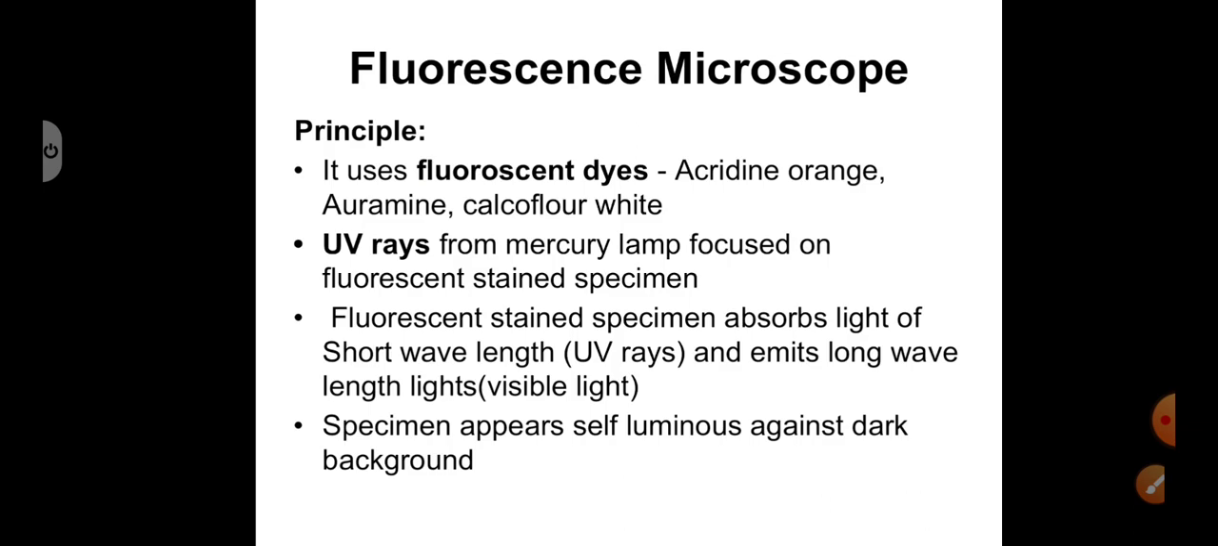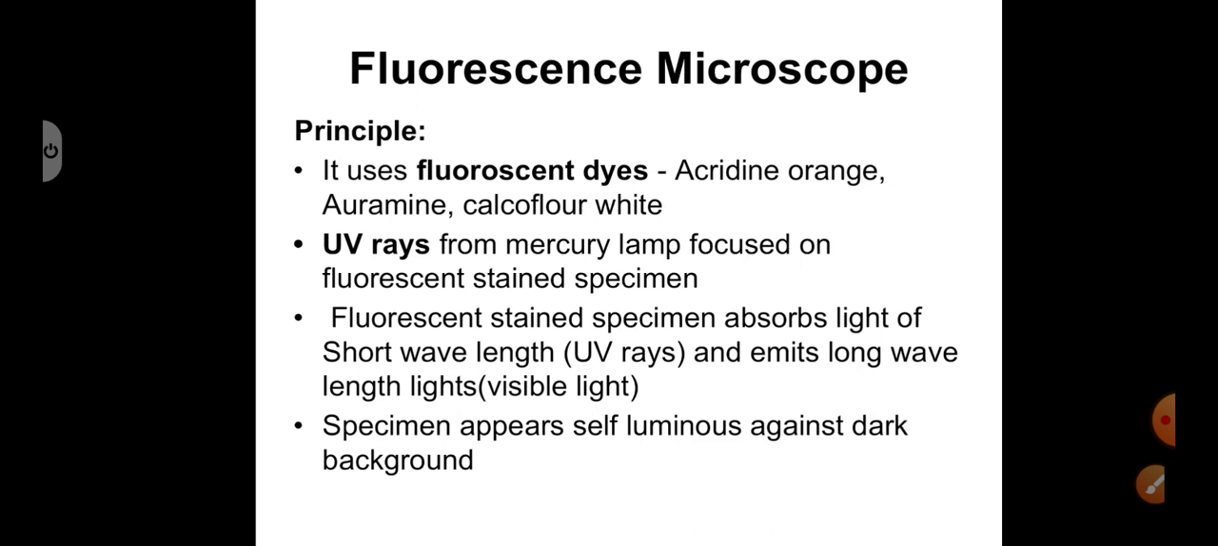Let us move on to fluorescent microscope. Here the light source is not the visible light like the above microscopes, that is bright field, dark field and phase contrast. Here the light source is the UV rays, and the dyes and the stains which we are using are the fluorescent dyes, like fluorescent markers. So these dyes are fluorescent dyes which produce fluorescence. Examples of these dyes are acridine orange, auramine and calcofluor white.